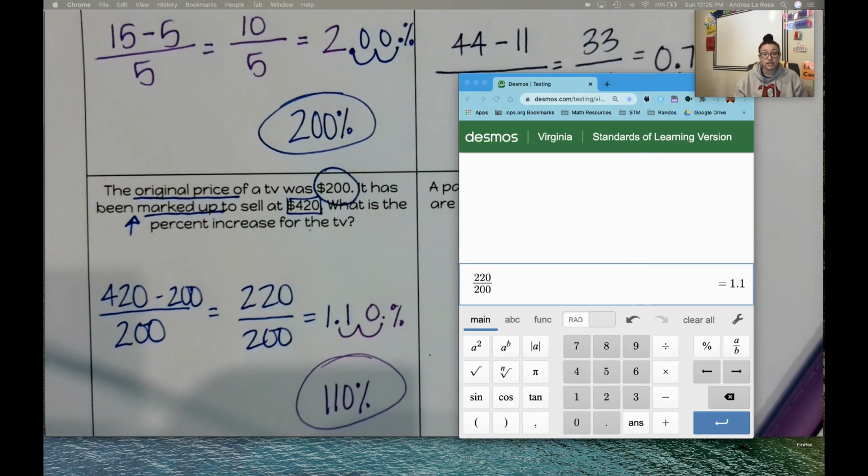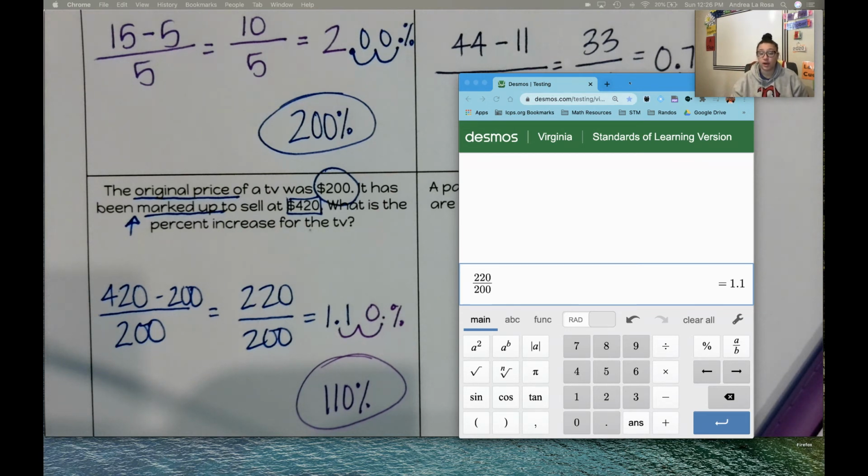Okay, you guys should get 110% for your markup. The new price is the 420, that bigger price, big number minus small number over original. So $420 minus 200 over 200. I subtract and I get 220 over 200, which divides out to be 1.1. And then I turn that decimal into a percent. So I get 110%.